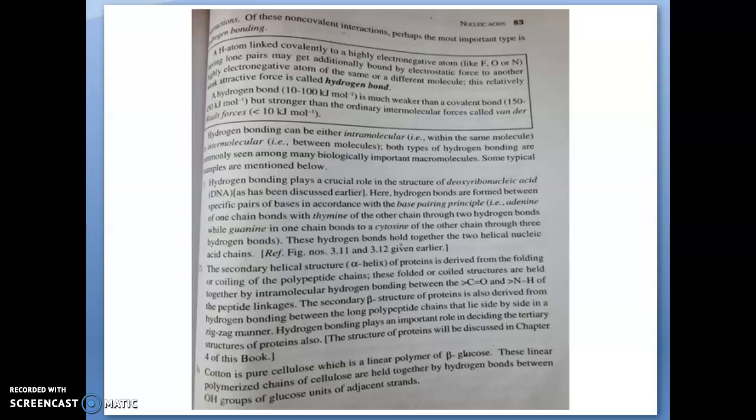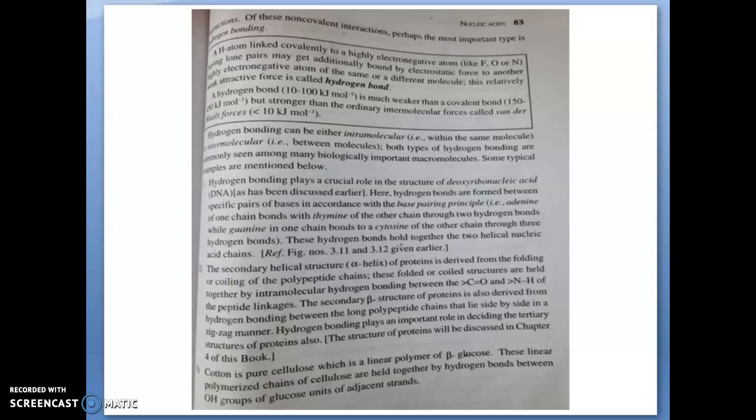Next one is cotton, which is pure cellulose. You know that cellulose is a linear polymer of beta glucose. These linear polymerized chains of cellulose are held together by hydrogen bonds between each group of glucose units of adjacent strands.